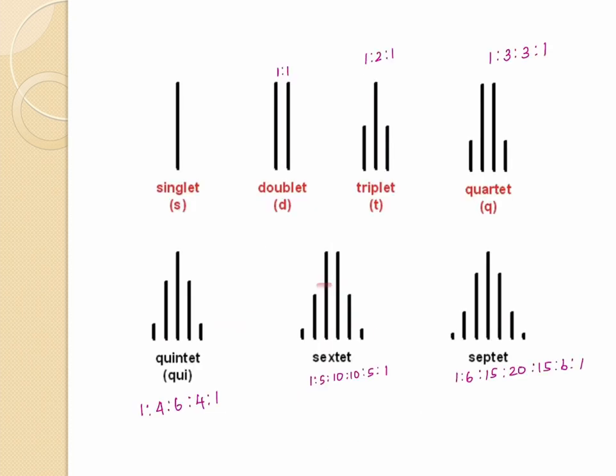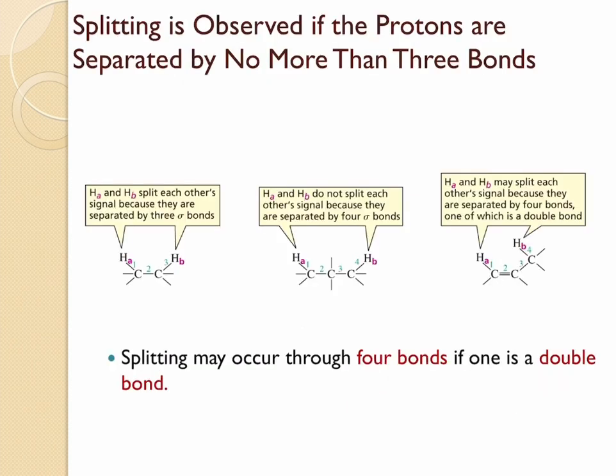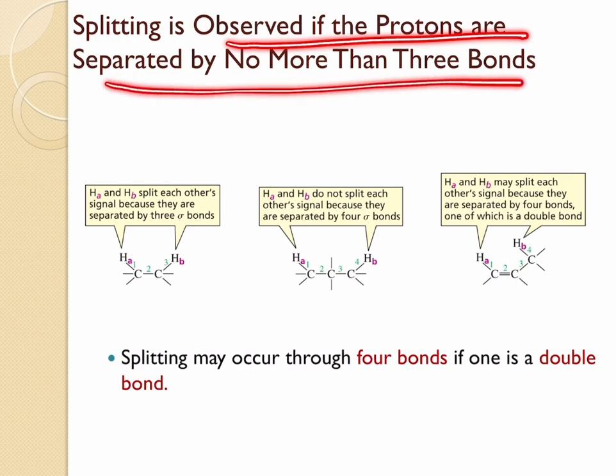Following the same method, we should be able to find the splitting pattern for the rest of the peaks. For example, when you take a triplet, obviously it's going to show 3 peaks, and they are going to be in the ratio 1:2:1. And in the case of a quintet, it's going to show us 5 peaks, right? And it's going to be the ratio 1:4:6:4:1. And this is the splitting pattern for a sextet, and this is for a septet. Remember, splitting is observed only if the protons are separated by no more than 3 sigma bonds.